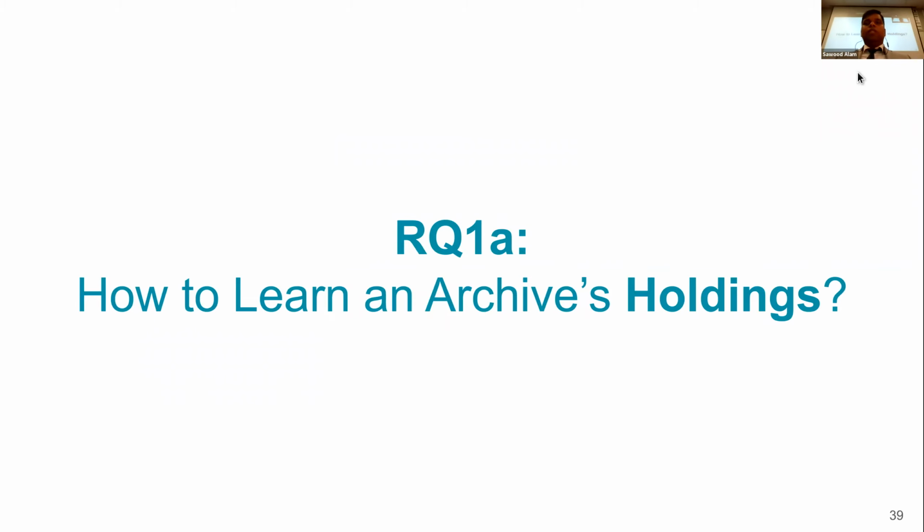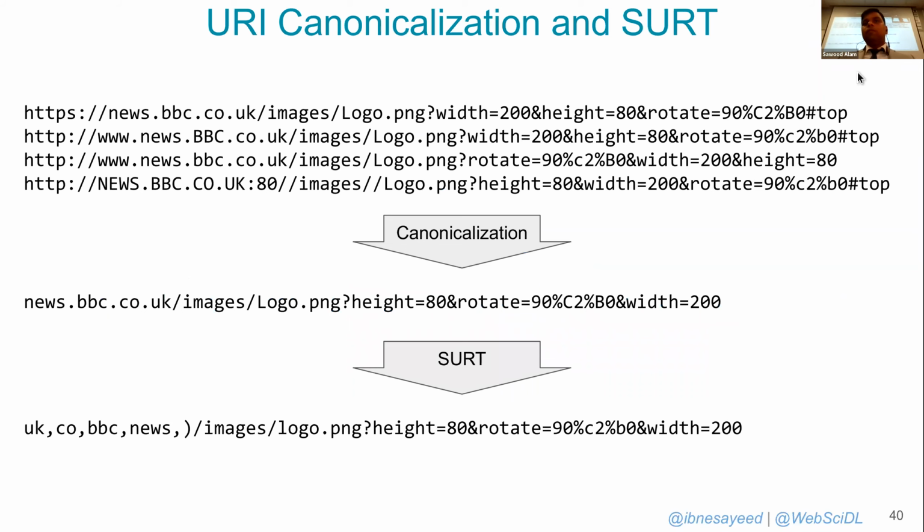So the first part: how to learn about archives' holdings. On top, we are seeing 4 variations of a URI. Some have HTTPS, others have HTTP, some have www in the beginning, some have uppercase letters in the host name, and there are some other variations here, but they all represent the very same resource.